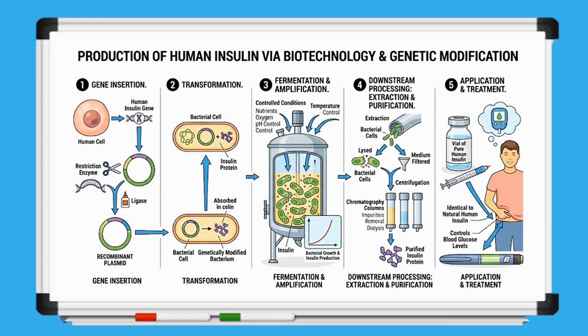The bacteria are grown in controlled conditions, where they multiply and produce insulin. Finally, the insulin is extracted, purified through several steps, and prepared for medical use. This method provides a reliable, large-scale, and safe way of producing insulin that is identical to natural human insulin.